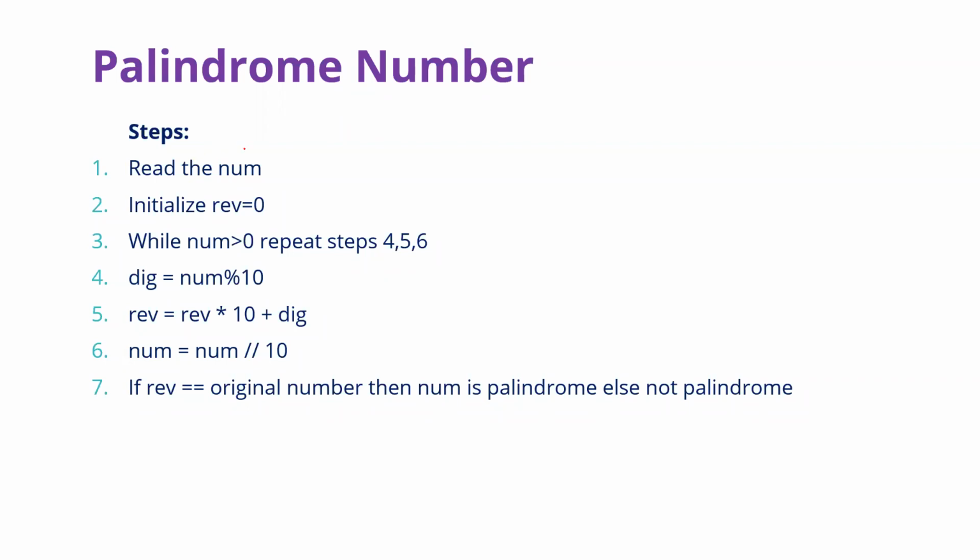Observe the logic of how you are going to compute. For this, read the number. Now initialize reverse equal to 0. Take a variable and initialize it to 0. While number is greater than 0, compute the digit, and reversing is nothing but changing the places of the digits. You can change the place of the digit by this: reverse equal to reverse into 10 plus digit, and modify the number to iterate over the loop. And finally check whether reverse equals the original number or not. If it is, then say the number is palindrome, else it is not a palindrome.